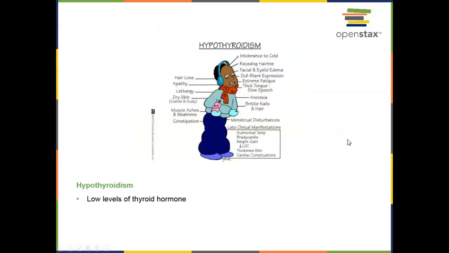So hypothyroidism is associated with low thyroid hormone levels. So you're not producing enough thyroid hormone. This can lead to weight gain, obesity, physical sluggishness, mental sluggishness. That doesn't mean that you don't know things. That means that your brain just isn't working as fast.